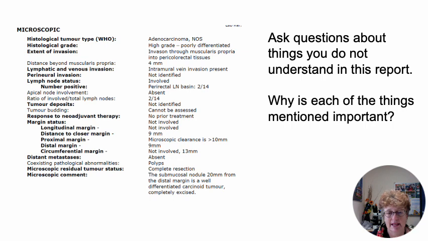Right, the extent of invasion, this is how far through the wall it's got. It's the T part of the TNM. There's invasion through the muscularis propria into the pericolorectal tissues, right? So it's gone through the bowel layers, from the mucosa through the submucosa, through the muscularis, and is sitting in the subserosal pericolic tissues, but isn't quite through the serosal surface, which makes it a T3. And it extends 4 millimeters beyond the muscularis propria.